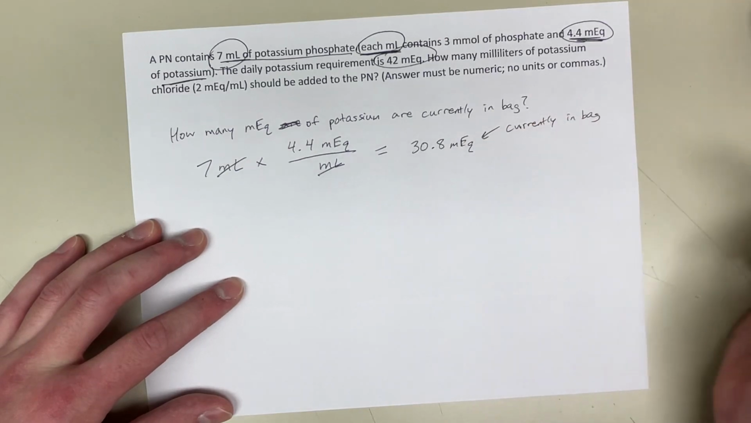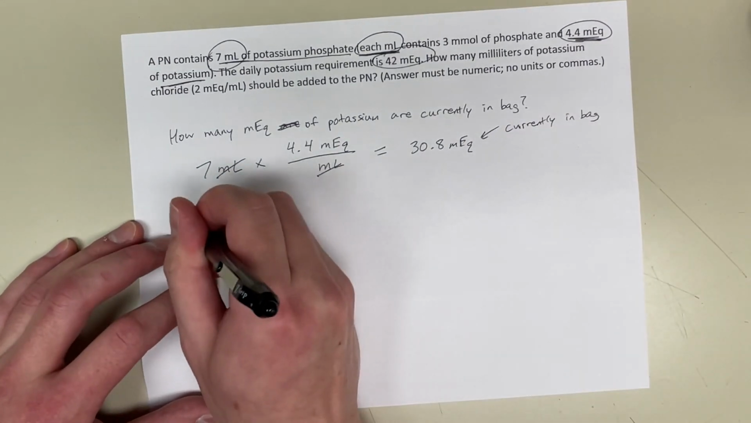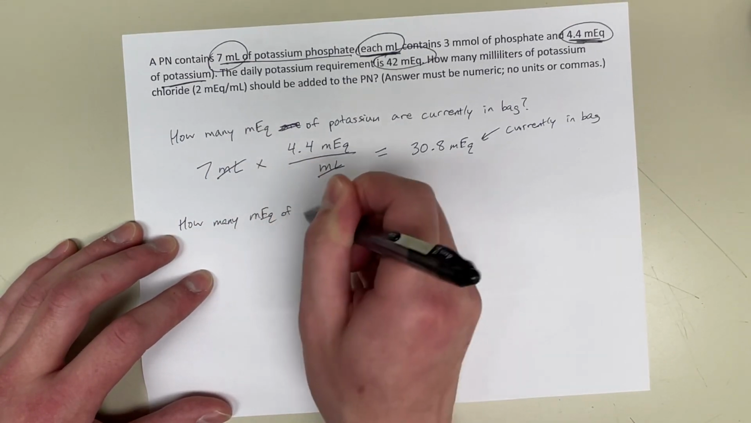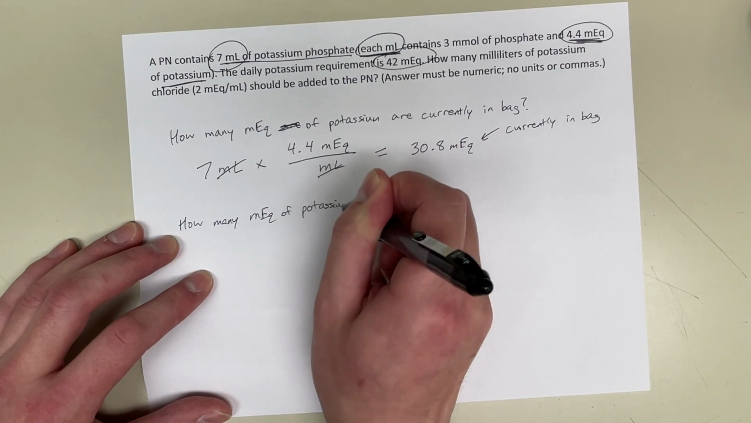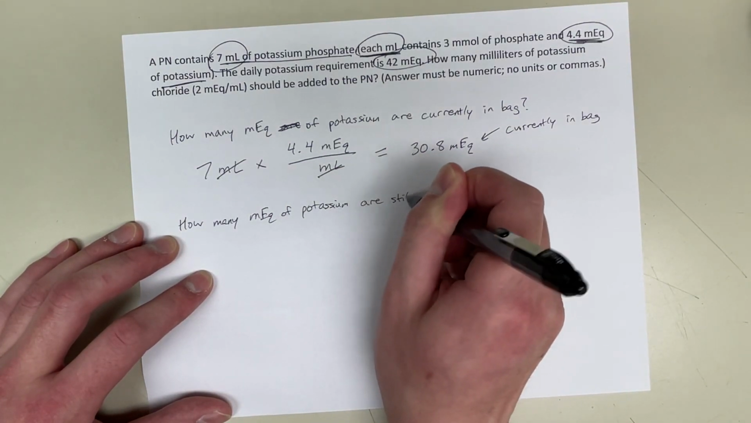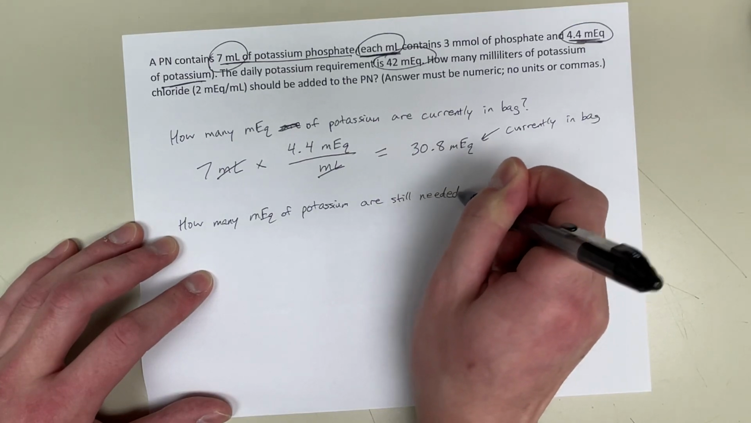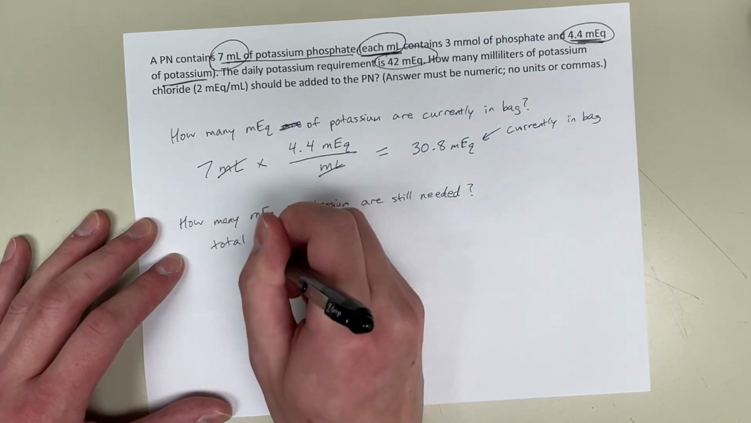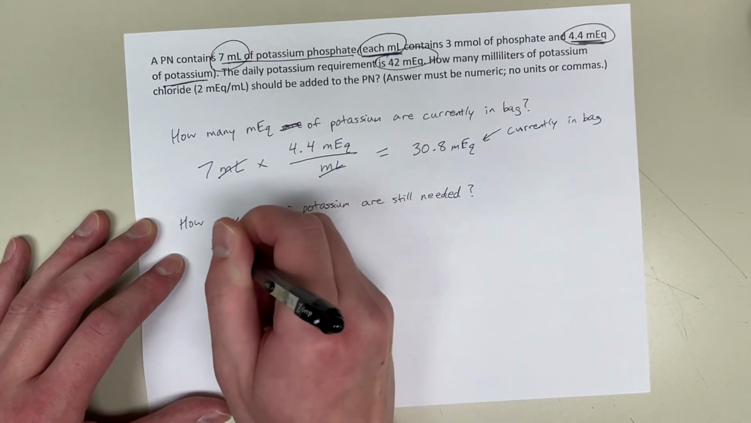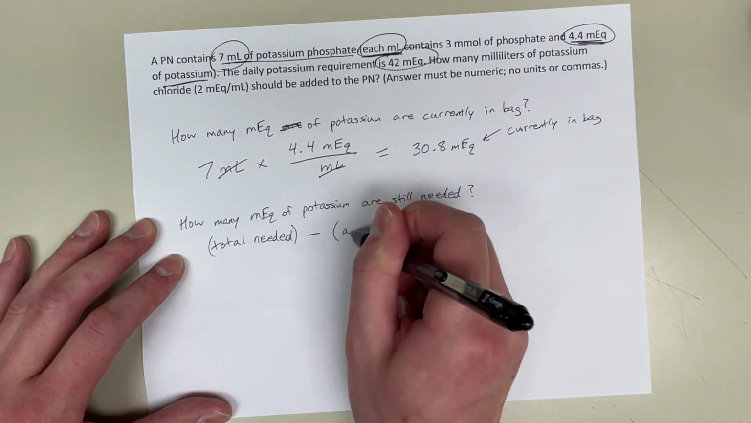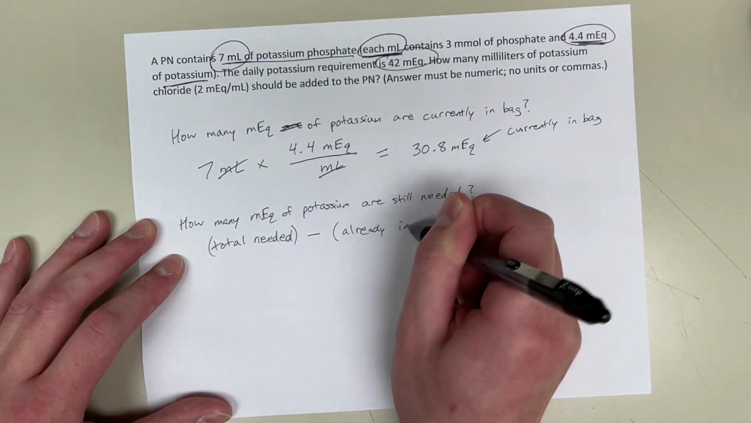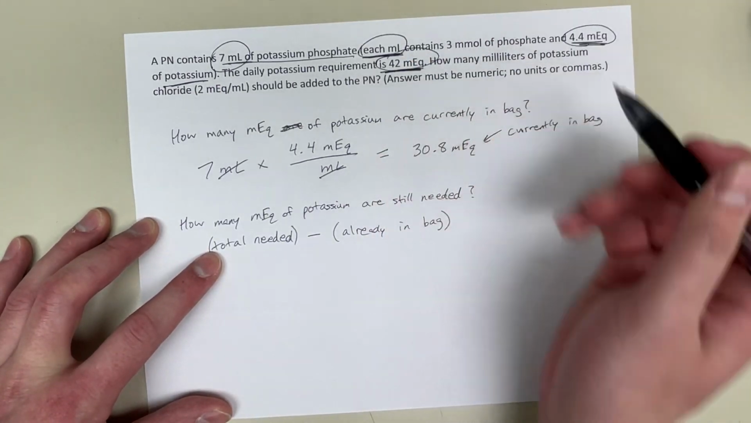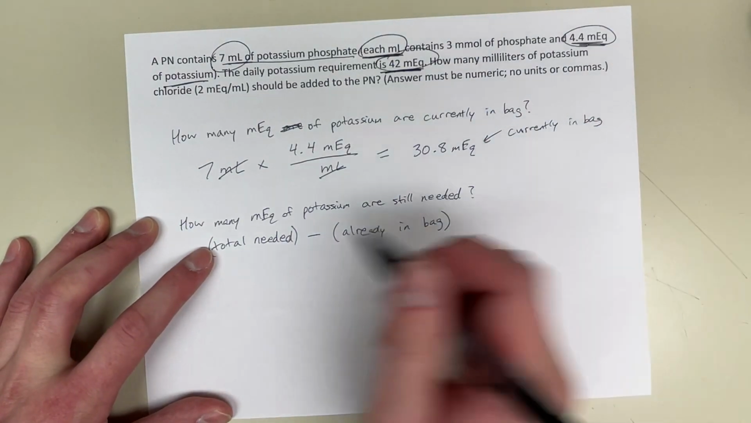That's how much potassium. So next I'm going to see how many milliequivalents are still needed. So I'm going to take my total needed and then subtract the amount that's already in the bag. Right, so total needed is 42 milliequivalents. That's the daily potassium requirement they're asking for.